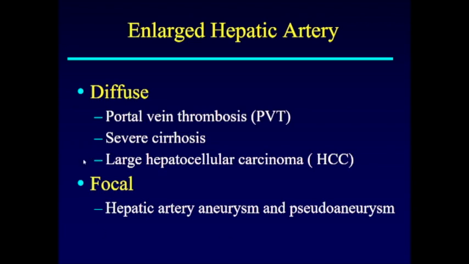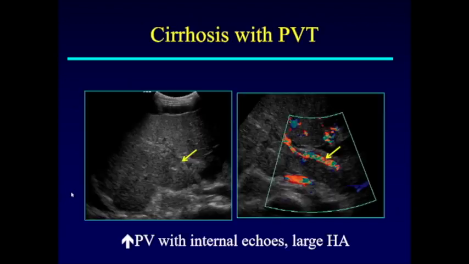And, of course, large hepatocellular carcinomas, because they're fed by the hepatic artery, will lead to enlargement. If you see focal enlargement of the hepatic artery, think about hepatic artery aneurysms or pseudoaneurysms.